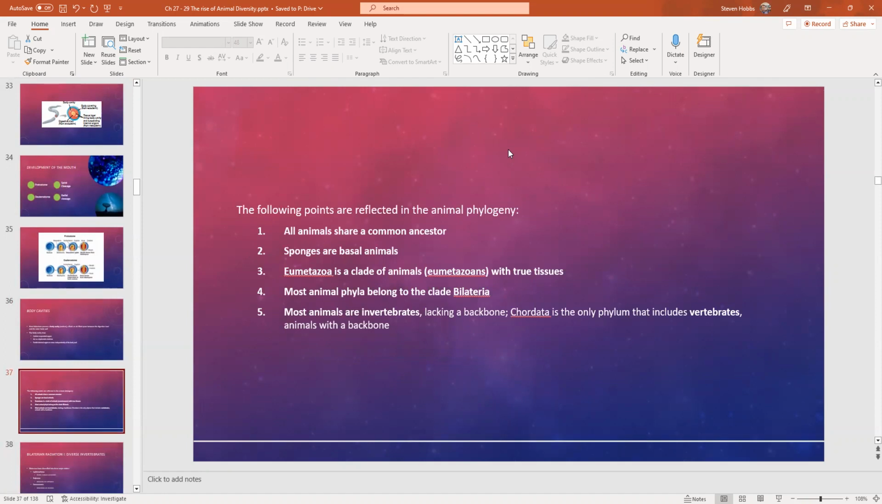Now, with animal phylogeny, all animals share a common ancestor. Sponges are the basal animals. Eumetazoa is a clade of animals with true tissues. Eu means true. Most animal phyla belong in the clade Bilateria. That does include some of those that, as an adult, are radially symmetric, like the starfish. And most animals are invertebrates. They don't have a backbone. Chordata is the only phylum that includes vertebrates. Everything else doesn't. So if you're really going to study things that are in the ocean, most of the organisms that you'll study will most likely be invertebrate.